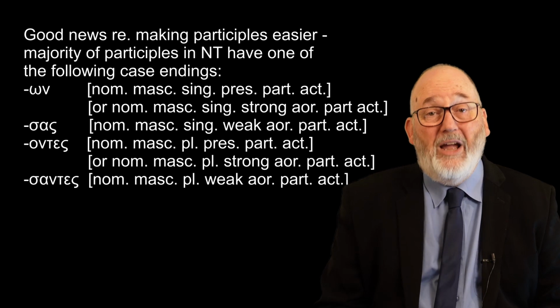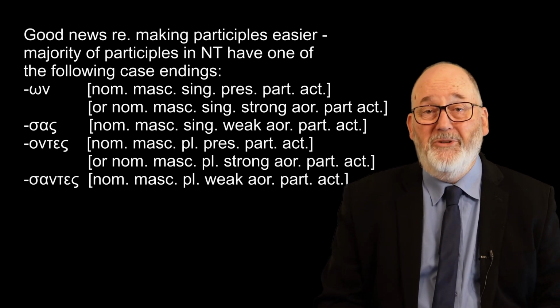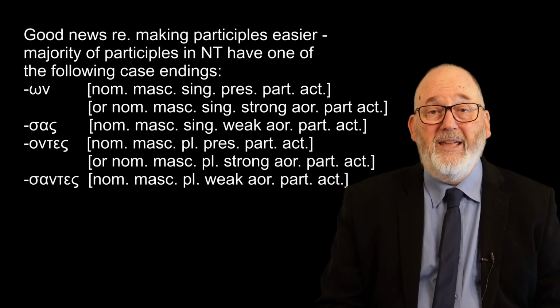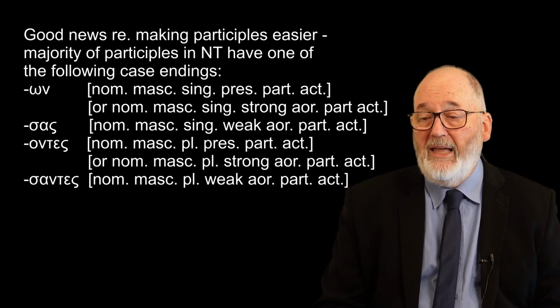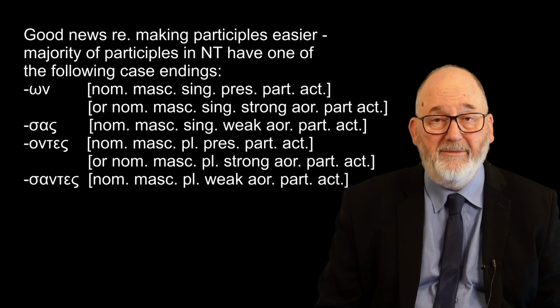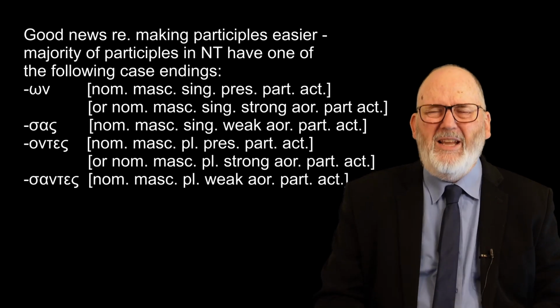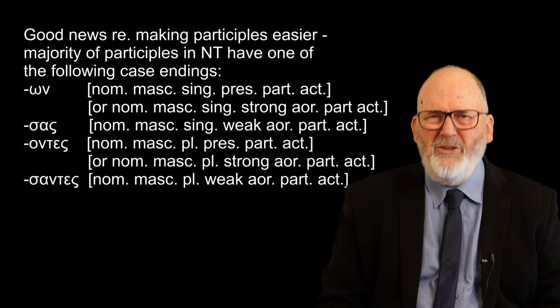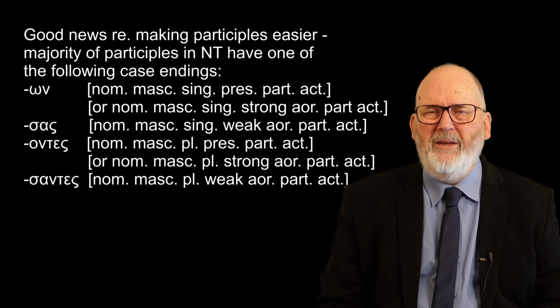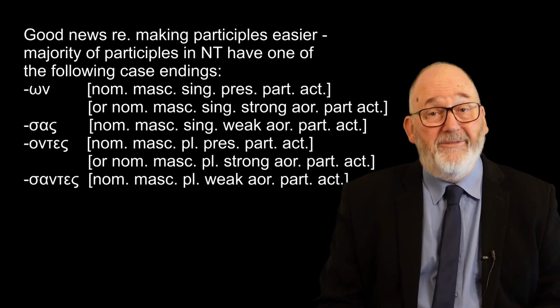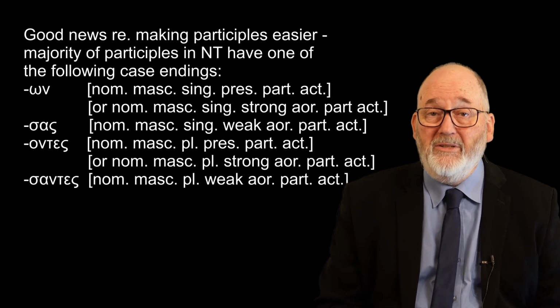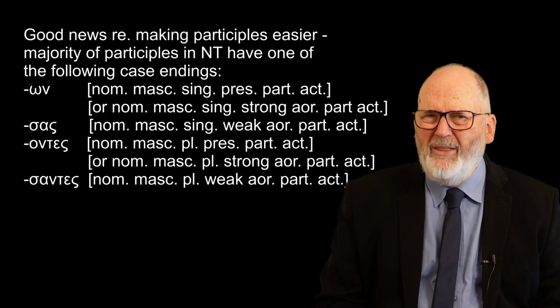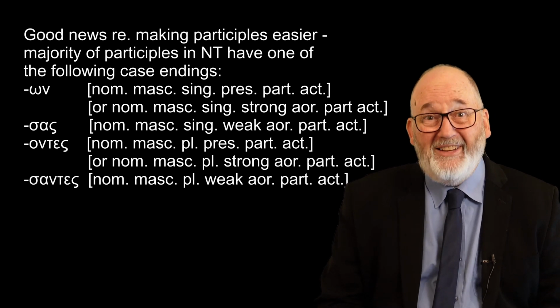Now, as well as the -on ending, which is going to be used more than any of the other endings, we have -sas, we have -ontes, and we have -santes. So, just knowing those four endings is an enormous start in knowing how to recognize participles. And in fact, we can illustrate the uses of participles in John and the rest of the New Testament with only those four endings. So let's go and do that.